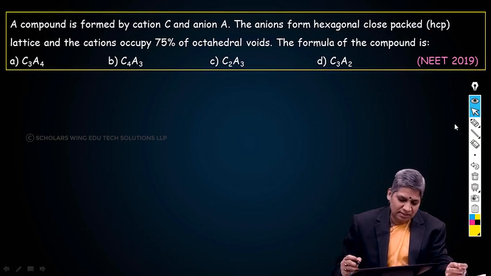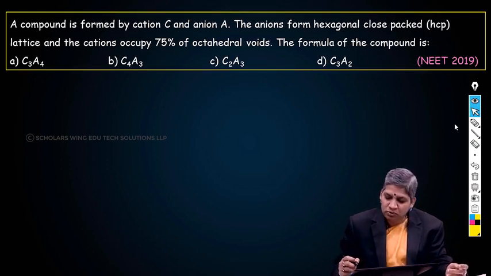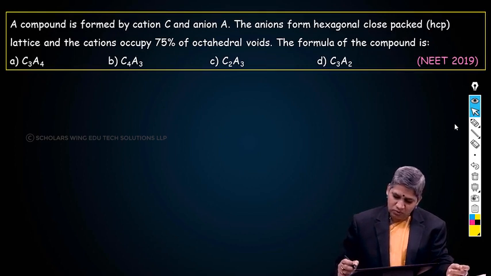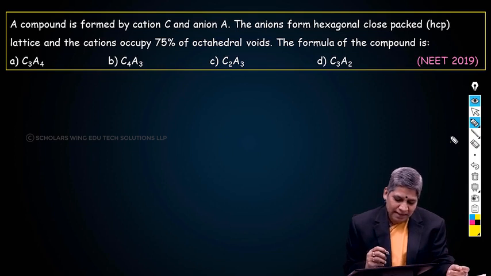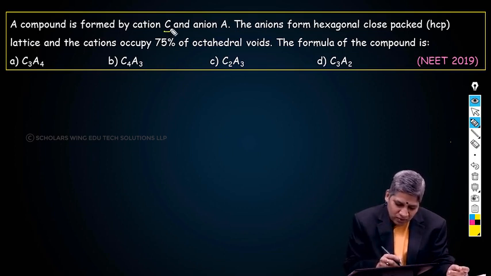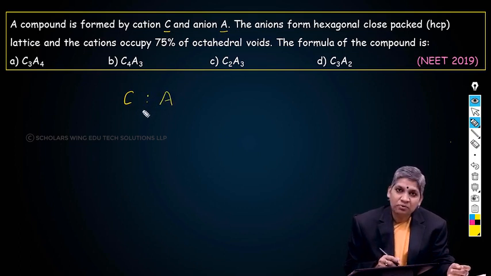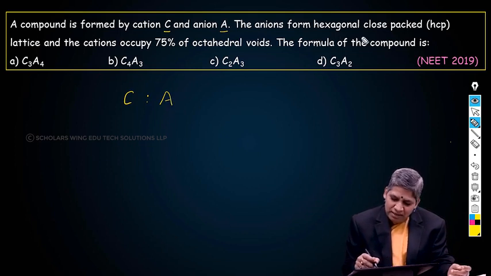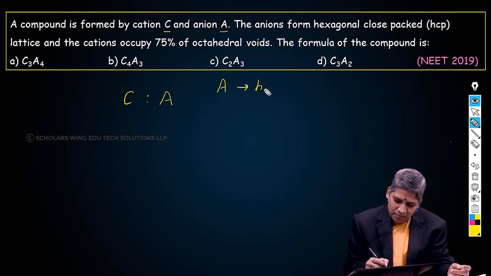The next question reads like this. This is from NEET question paper 2019, a very recent question paper. And the question goes like this. A compound is formed by cation C and anion A, so C is to A. We need to find the number of cations and number of anions. The anions form hexagonal close packed structure, so A is forming HCP.